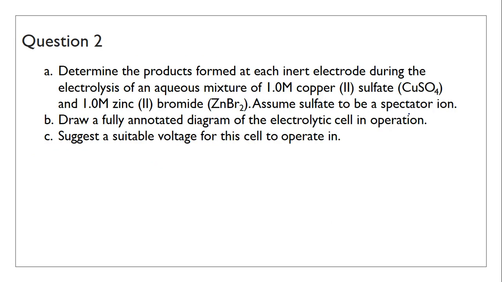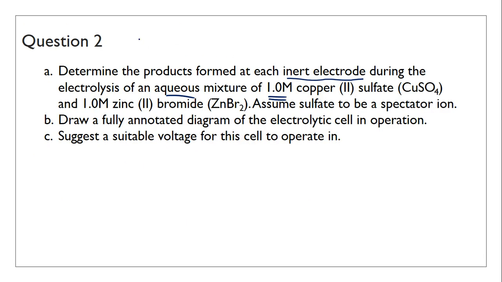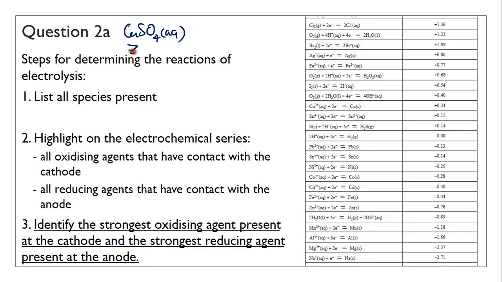Okay. So first of all, the question tells me, by they, I mean me of last year when I wrote it, inert electrodes. So you don't have to worry about the electrodes. You know that it's aqueous, so water is present, and you know that the concentration is 1.0 molar. So the two substances that you need to worry about are copper sulfate, CuSO4 aqueous, and what was the other one? Zinc bromide. Zinc bromide, aqueous.